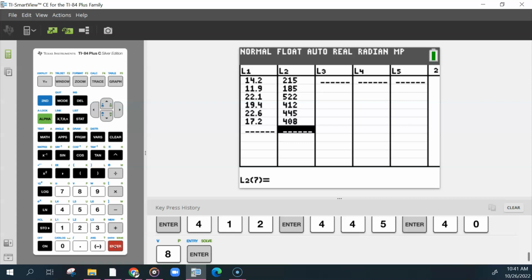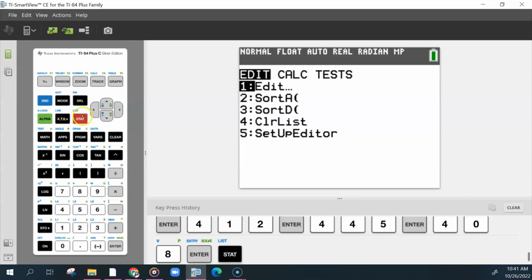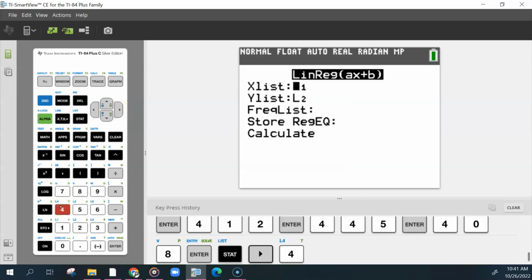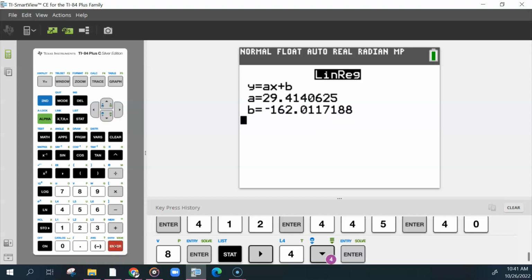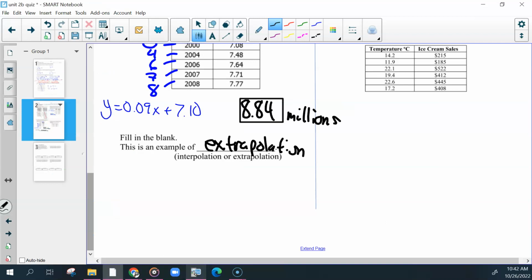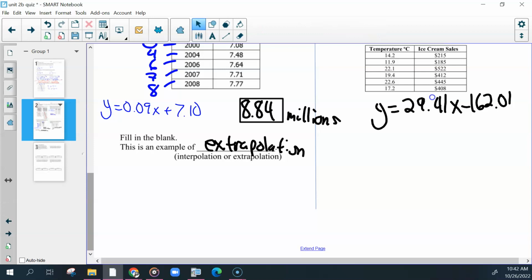And then on to step two, stat, scroll over to calculate, number four. In this case, you don't even really have to store it because we're not looking for data to answer the question. We just need the equation itself. So y equals 29.41x minus 162.01. That one was worth 1 point, just for getting that equation correct.